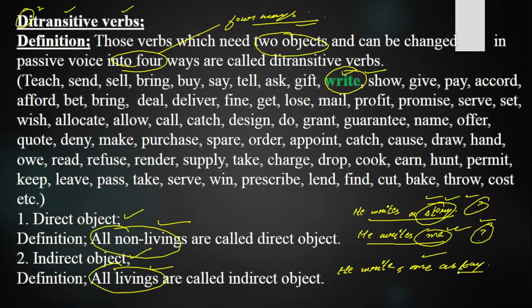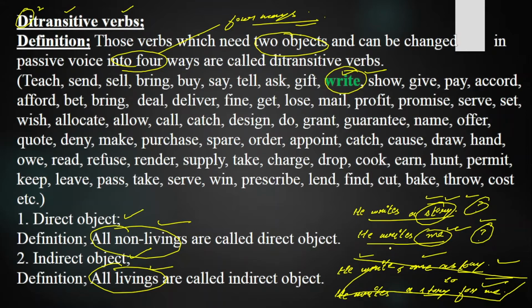If you want to bring the direct object at the beginning and the indirect object at the end, you will be using a preposition with it. Suppose I say he writes a story for me. So a story is written for me by him. Sometimes it can take the preposition to. Clear? The meaning will change, which we will be discussing in the next slide. So according to the usage you will be using the preposition. If you don't use it according to the usage, the meaning and the sense won't be clear. So you need to take care of that.